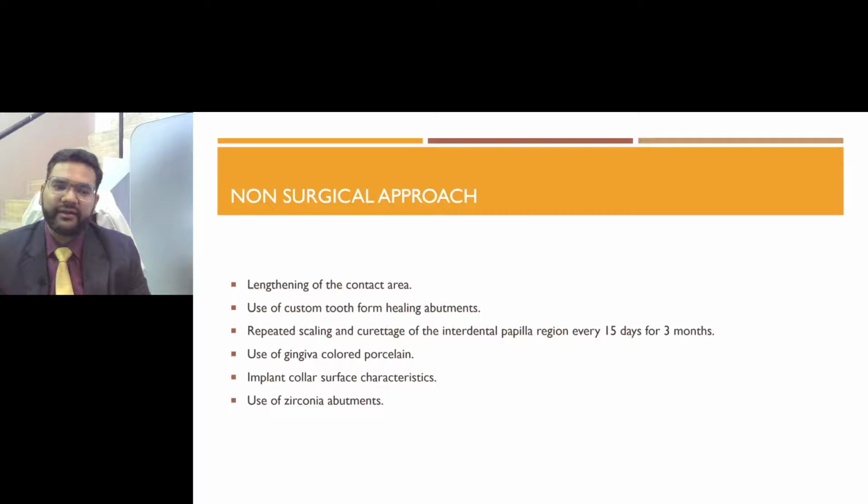Also, one of the authors recommended repeated scaling and curettage of the interdental papilla region every 15 days for 3 months. He showed that it would help the papilla to regenerate. Use of gingival colored porcelain: of course, we can use gingival colored porcelain to mask the soft tissue deficiencies. And there are certain implant collar surface characteristics which are coming up now. We can use a zirconia abutment, which gives us a better integration of the soft tissue to the abutments.